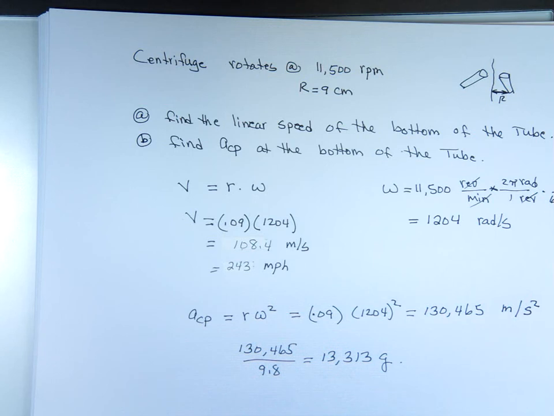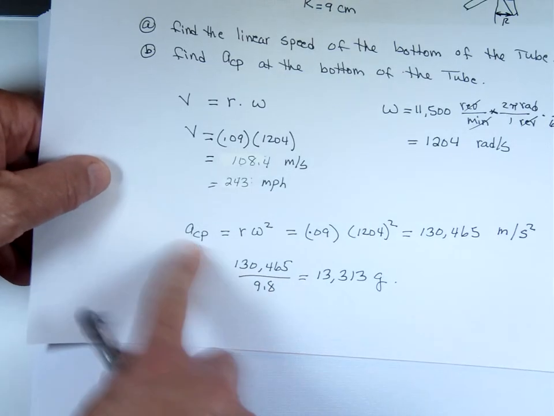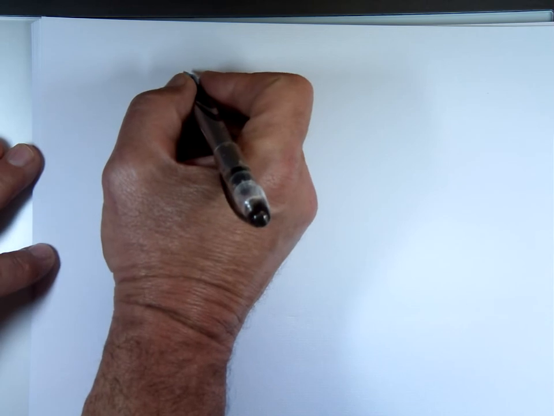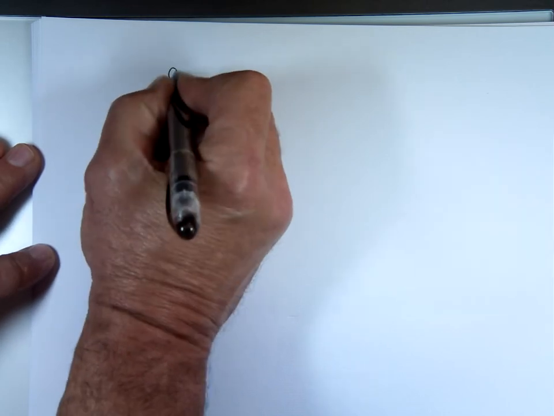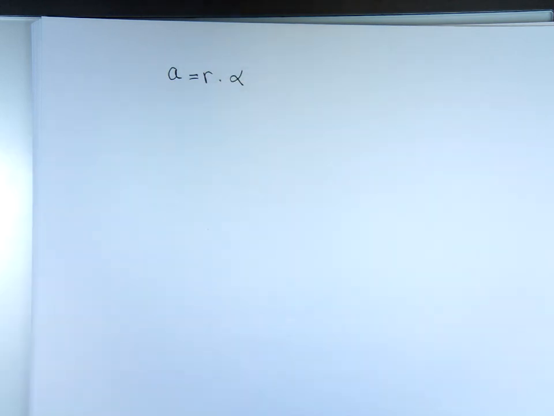There's also another relationship. I talked about V versus W. I'm almost done with this video. I'll switch. There's one that ties the A to alpha. So there's a relationship between linear and angular acceleration. Linear acceleration equals R times alpha, just like linear velocity is R times W. Linear acceleration is R times alpha.